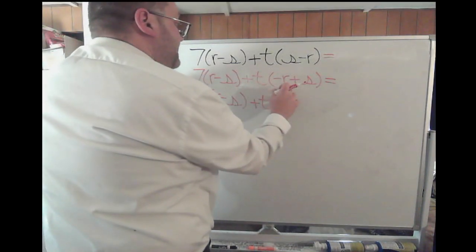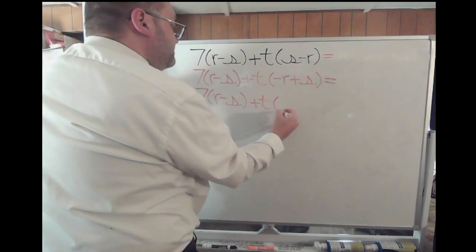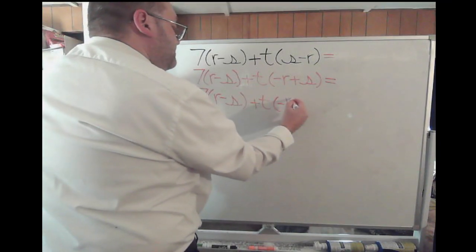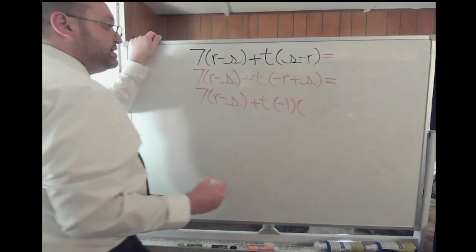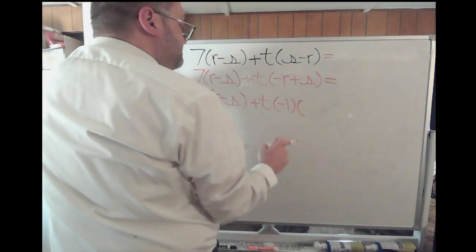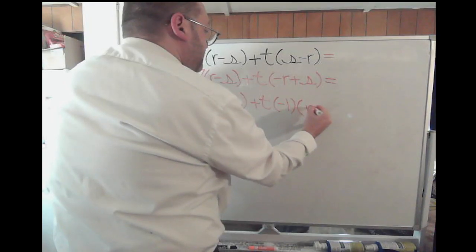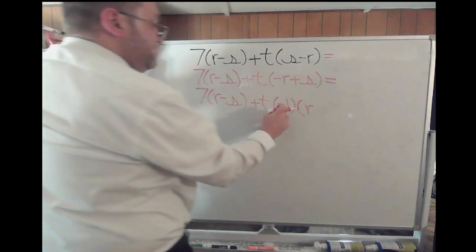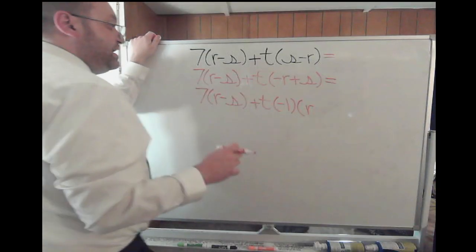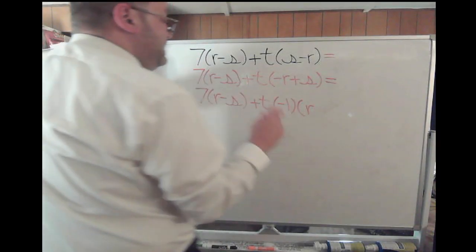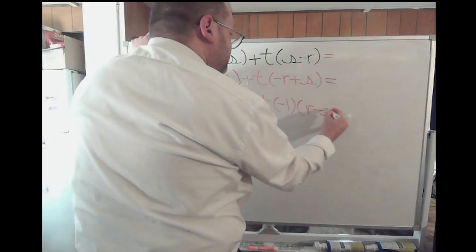Now, what if I factored out a negative 1 from the negative r plus s? If I go ahead and do that, negative 1 times what equals negative r? Well, that'd be positive r, right? Because negative 1 times r is negative r. If I factor out a negative 1 from s, negative 1 times what equals positive s? That'd be negative s.